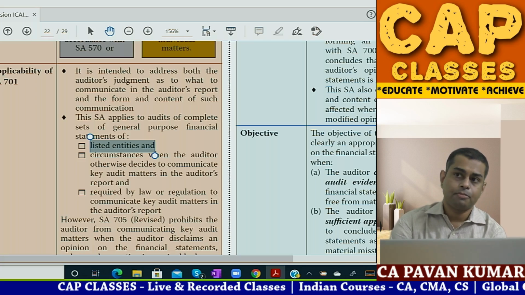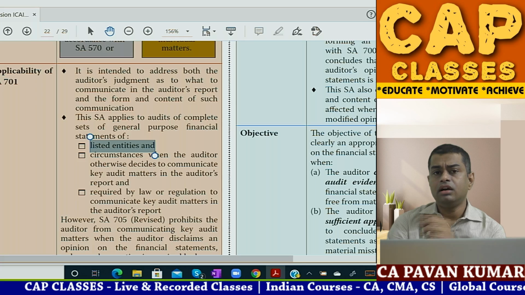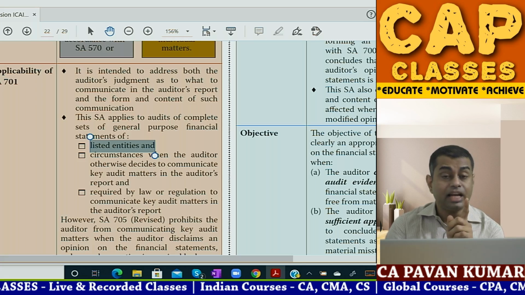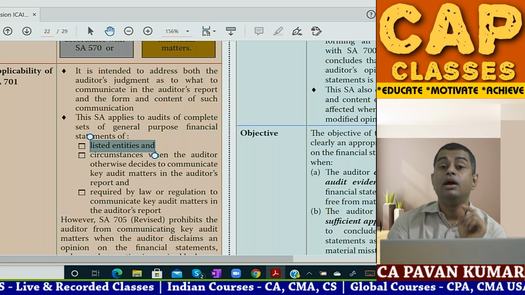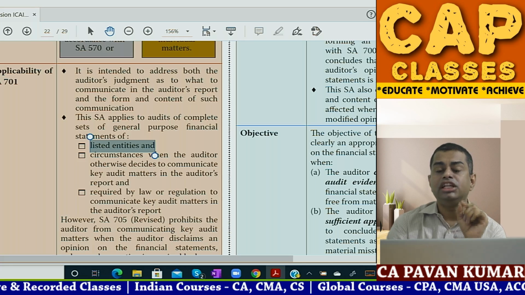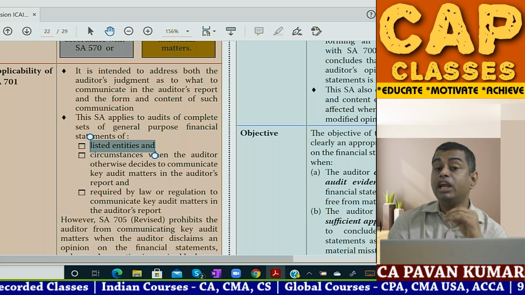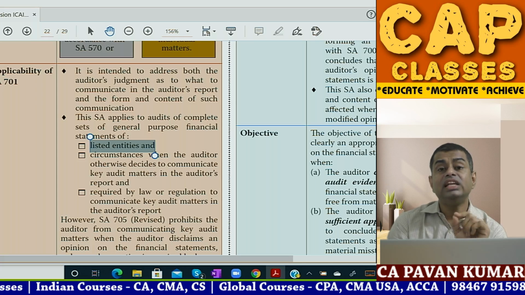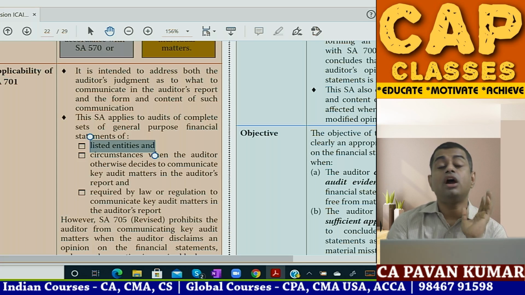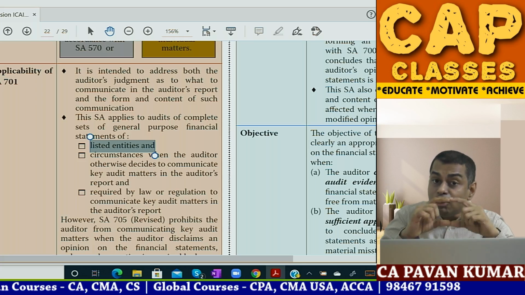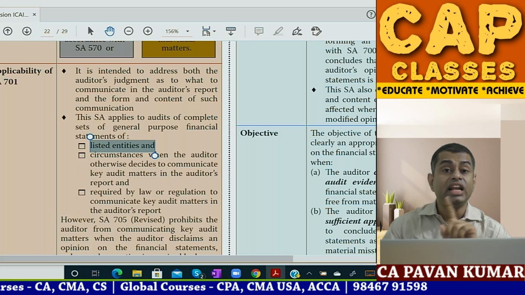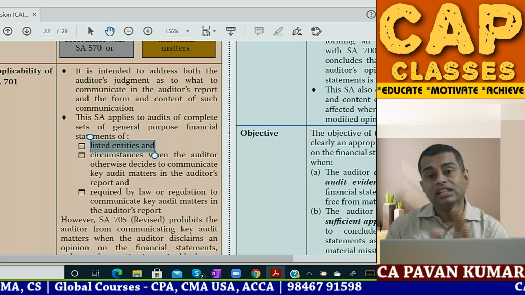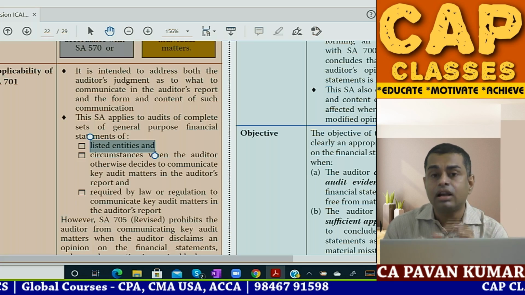Point number 2. Pavan sir, there is a company which is not a listed company. But in the professional judgment of the auditor, it will be beneficial to the shareholders if this key audit matter is communicated to them. Can I include CAM in my audit report? Yes. There is no prohibition. If the auditor wants to include CAM, even in case of an unlisted company, the auditor can communicate.